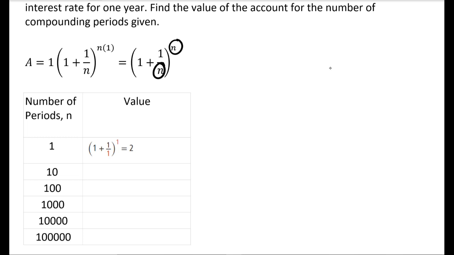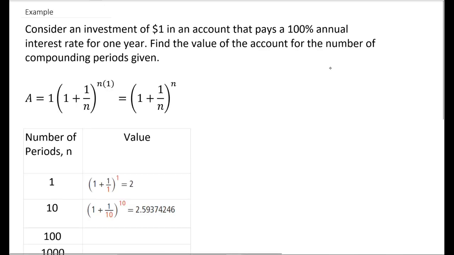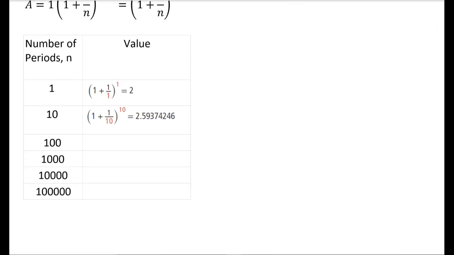Now, what if you're compounding the interest 10 times per year? What will the value be after 1 year? Well, then you plug in 10 into the formula for n, and at the end of that year, you're going to get $2.59. That's how much the account is going to be at the end of that 1 year. Now, if you invested $1 and you compound the interest 100 times, how much money is there going to be in the account after 1 year?